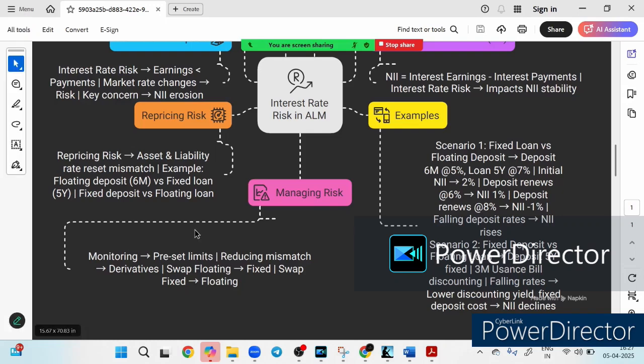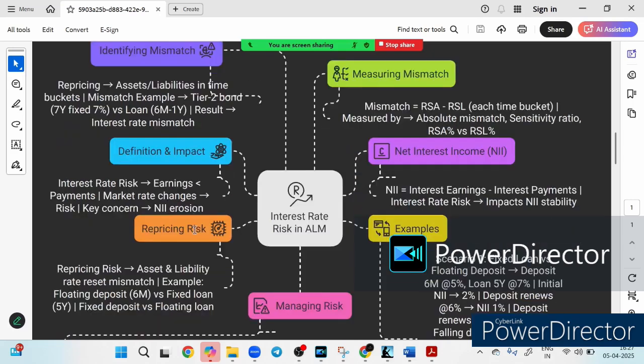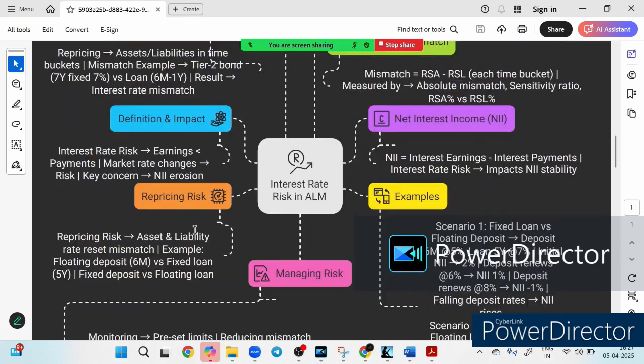So friends, I hope this particular table helps you understand each and every aspect. First of all, we understand what is mismatch. How do we identify the mismatch? How do we measure the mismatch? What is repricing risk? What is the impact of repricing risk? We have taken one example.